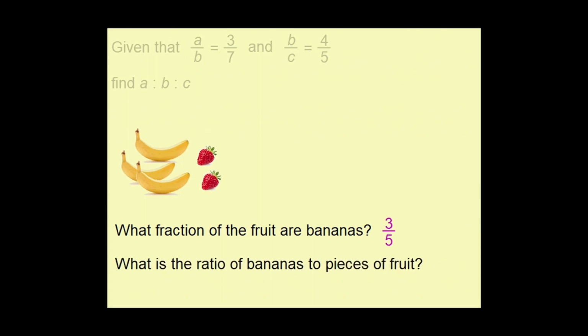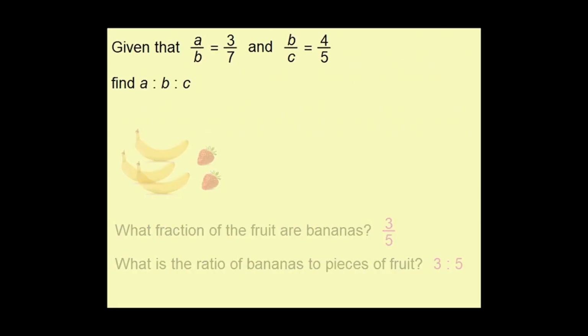What's the ratio of bananas to pieces of fruit? This time it's 3 to 5 because we've got 3 bananas and 5 pieces of fruit altogether. We can now use this idea to write our fractions as ratios. So we can write A to B is equal to 3 to 7, and B to C is equal to 4 to 5.